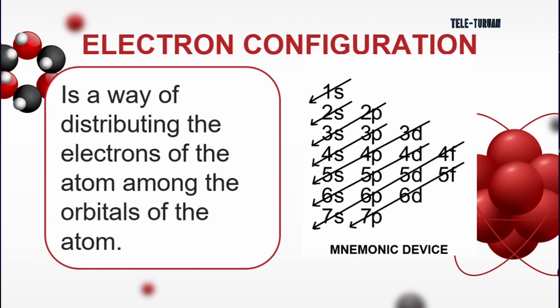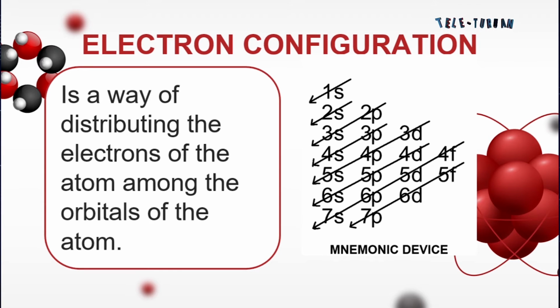Now, what is electron configuration? Electron configuration is a way of distributing the electrons of the atom among the orbitals of the atom. The mnemonic device given in the figure here can be used as your guide in showing the electron configuration of an atom. In using this mnemonic device, the direction of the arrow is followed.